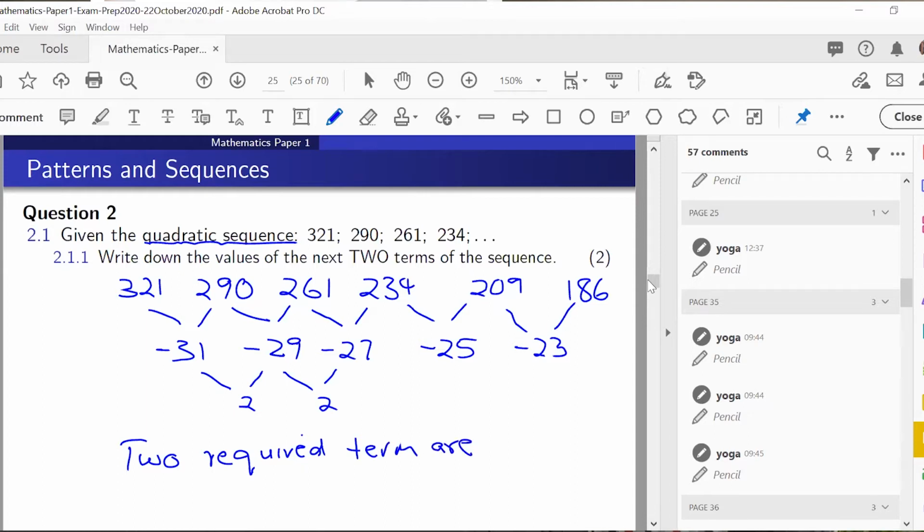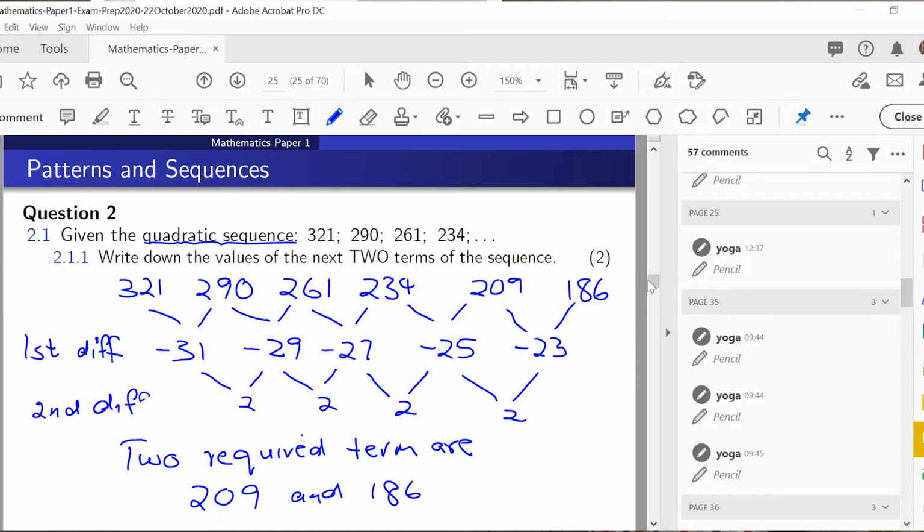So the conclusion is that the 2 required terms that we're looking for are 209 and 186. Remember again that here we have got our second difference, which is 2, and that is constant. So here, this is our first difference, and that is the second difference in this case, which is constant, and it is 2.